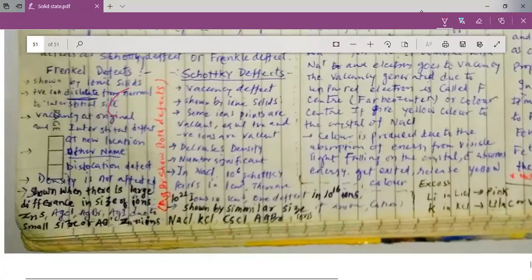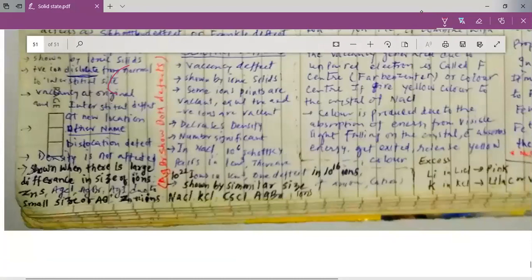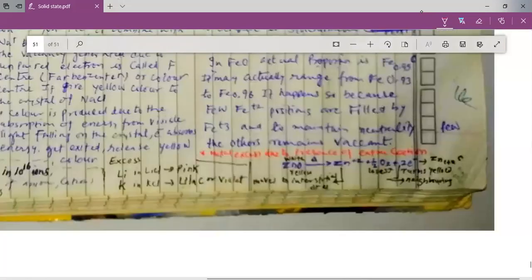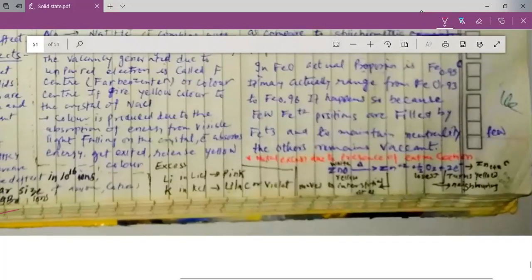We can give the examples for the Frenkel defect. Frenkel defects are shown by zinc sulfide, AgCl, AgBr, and AgI, whereas the Schottky defect is shown by NaCl, KCl, CsCl, and AgBr. Please note that AgBr shows both types of defect, whether it is a Frenkel defect or Schottky defect.